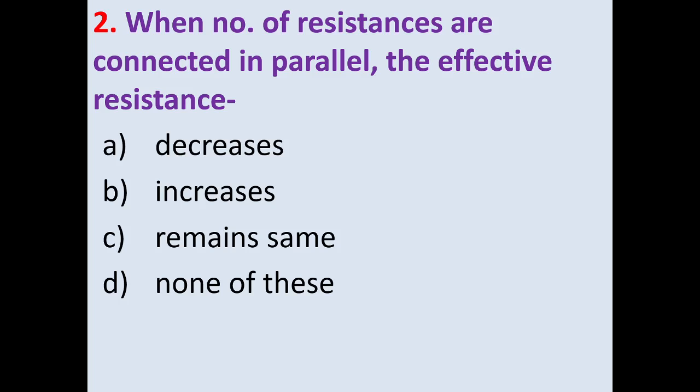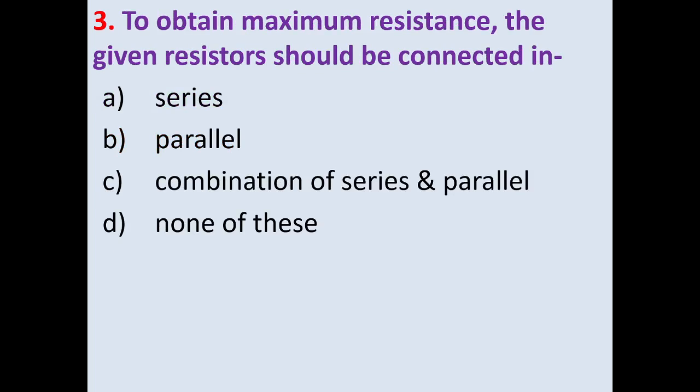When a number of resistances are connected in parallel, the effective resistance decreases. To obtain maximum resistance, the given resistors should be connected in series. So we know that whenever resistances are connected in series, effective resistance increases. So to obtain maximum resistance, the given resistors should be connected in series.